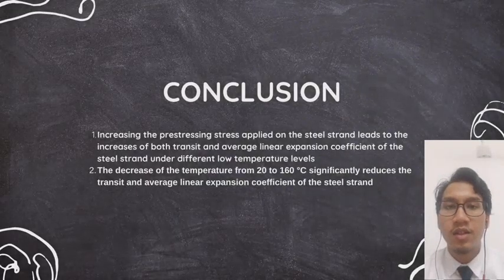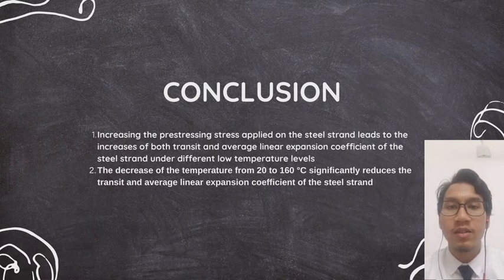From the article, there are two conclusions that we can make. 1. Increasing the pre-stressing stress applied on the steel strand leads to the increase of both transit and average linear expansion coefficient of the steel strand under low temperature. And 2. The decrease of the temperature from 20 to minus 165 degrees Celsius significantly reduces the transit and average linear expansion coefficient of the steel strand.